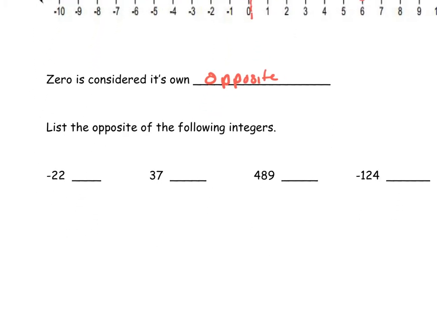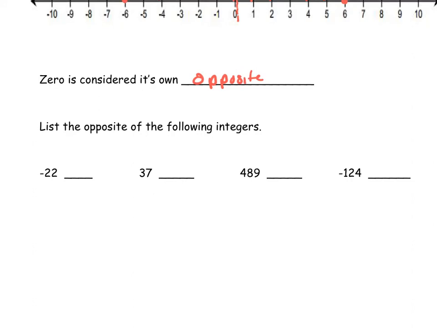Now, if you'll take a moment, can you please list the opposite of the following integers? On your piece of paper, if you don't have this number line with you, take notes and list for me the opposite of the following integers. When you're ready, restart this video.